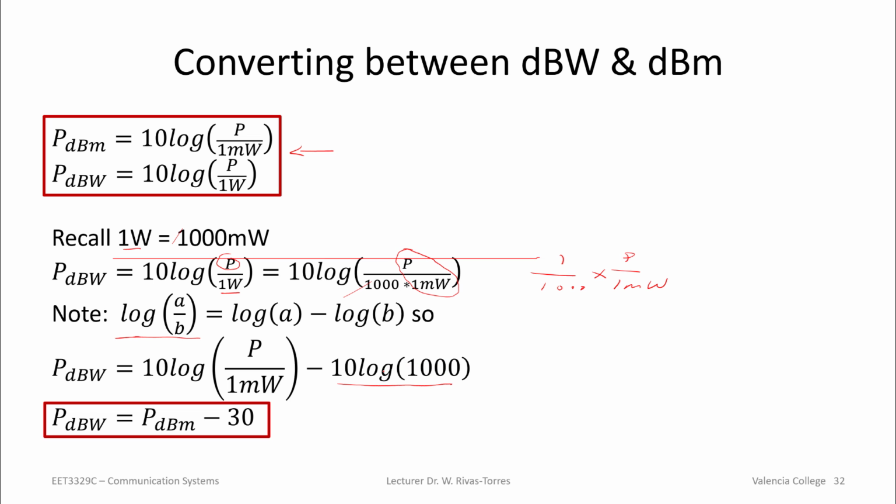And log 10 of 1,000 ends up being 3 times 10. That's where this 30 comes from. So if I want to convert between power in dB watts and dBm, I just subtract 30 from it, and that converts it back to power in dB watts. And you can see how if I have it in dB watts and I want to convert it to dBm, I just add 30 to it. This is, again, one of those things about working in dBs that's really nice and convenient. It's easy to convert between units, especially in terms of power.